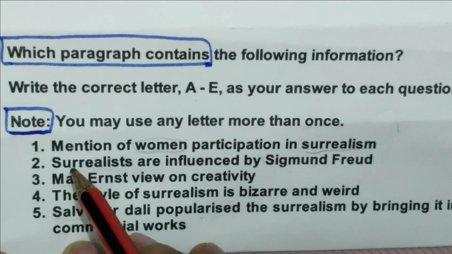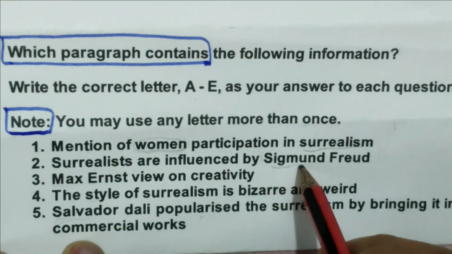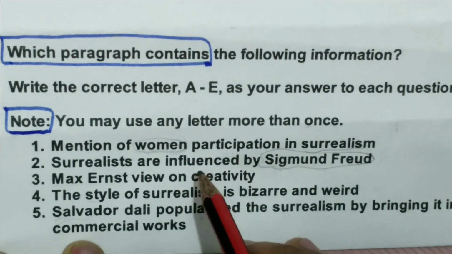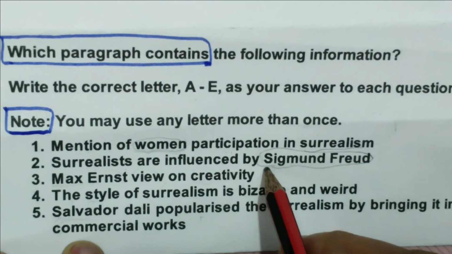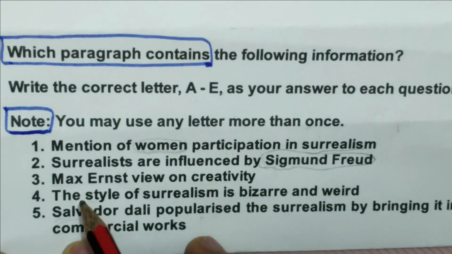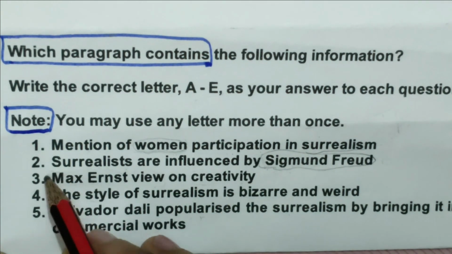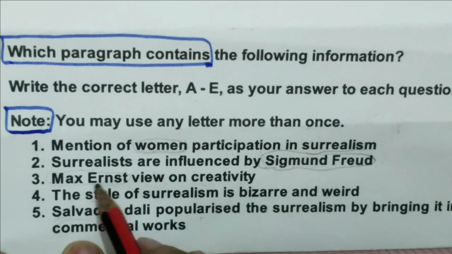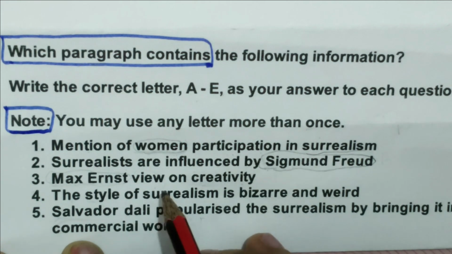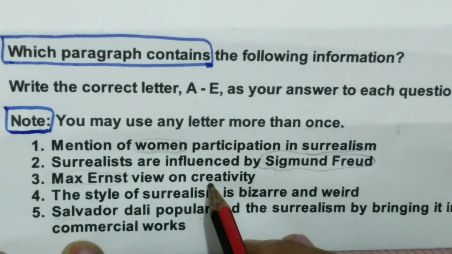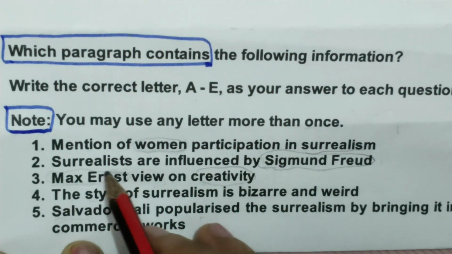Surrealists are influenced by Sigmund Freud. This person's name is a keyword, and if these persons are influenced by this person, then definitely this will be the answer in that paragraph. Third one is Max Ernst's view on creativity. Some person's name may be there. If this person's name is there in any paragraph, then try to match his viewpoint regarding creativity. So creativity also, and this person is also our keyword.